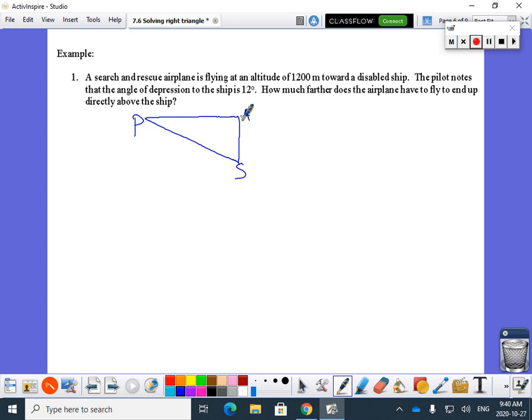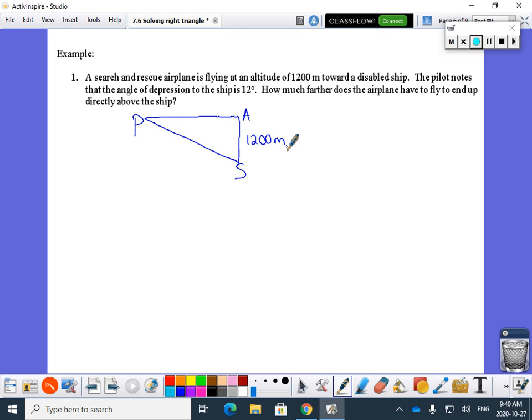Now it says, a search and rescue airplane is flying at an altitude of 1,200 meters. So pretty much from here up to the pilot is 1,200. So can you guys tell me what side we are going to label 1,200? So remember, the pilot's not exactly above the ship, but it's still from here to here is still 1,200. A to S. Good job, Alex. So A to S, we are going to label 1,200 meters.